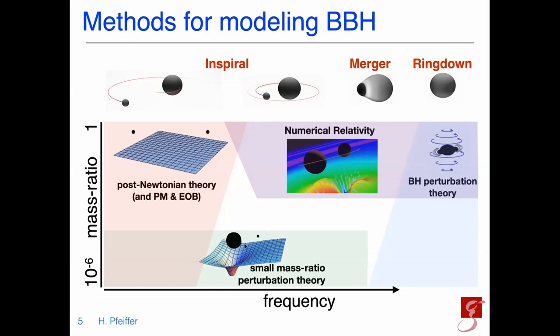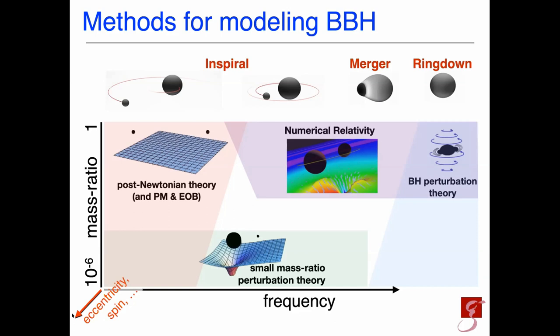And in order to compute the waveform templates for LIGO, all of these are being utilized and combined together. Of course, there's more degrees of freedom than mass ratio and frequency. There's also additional variables like orbital eccentricity, black hole spins, or any meta effects or non-GR effects you might think of. So the picture is more complicated still.